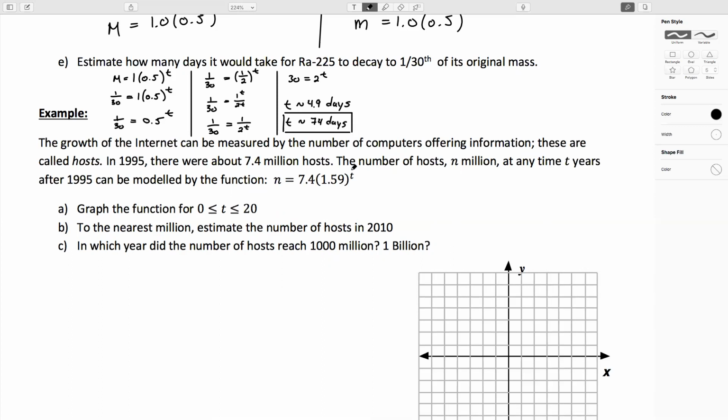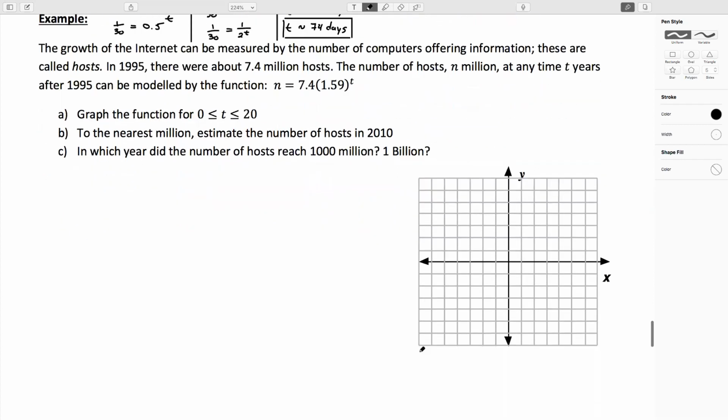So we have three things we've got to do with this function. We've got to first graph it. We're only graphing it from 0 to 20. Then we need to estimate the number of hosts in 2010, and then we have to estimate in which year the number of hosts reached 1 billion, or 1,000 million. So for part A, we can use the graphing calculator or we can use Desmos. That's what I'm going to use.